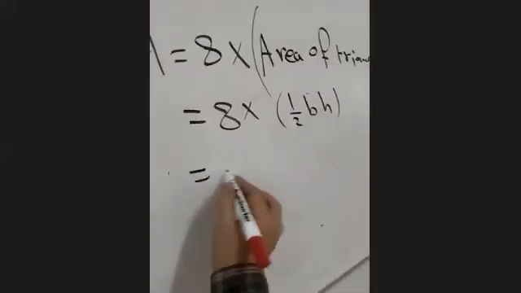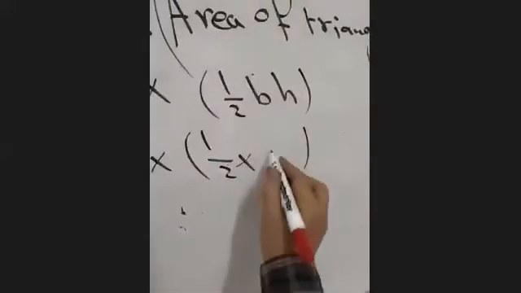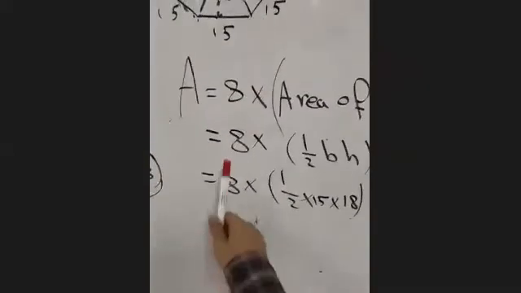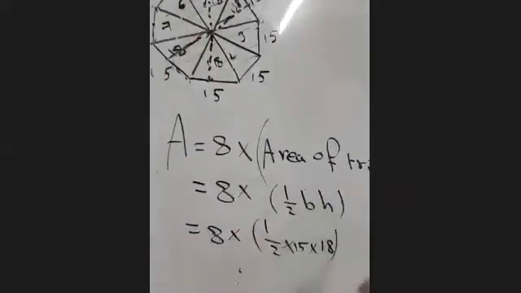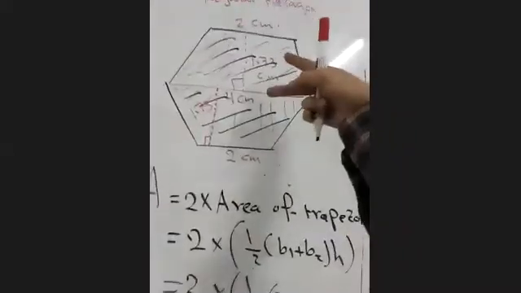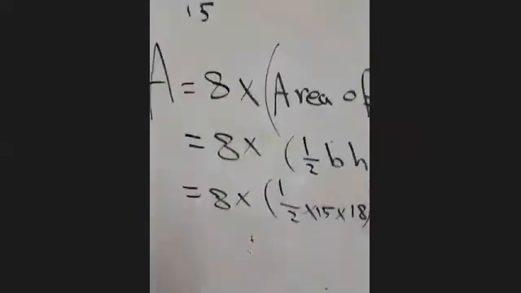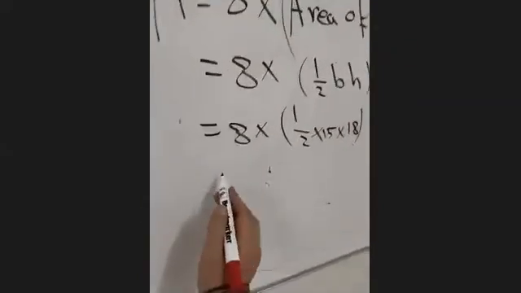Equals 8 multiply half multiply. How much is the base? 15. How much the height? 18. Why did I put 8? Because I don't want to do them 8 times and then add. Here with 2 trapezoids I put 2. Here with 8 triangles I put 8. Got it?